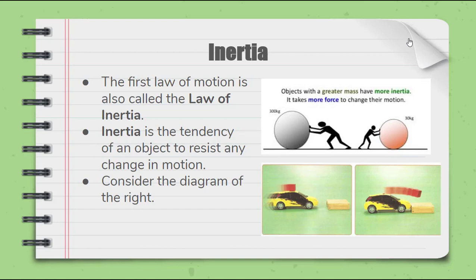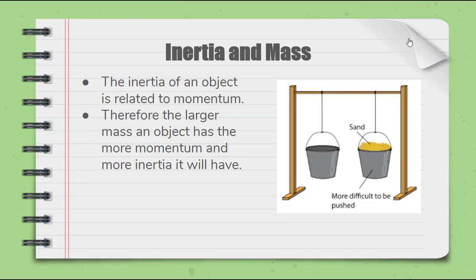Also consider the car. The object on the top is not attached to the car whatsoever. As soon as the car stops, the object continues in motion as well. So inertia is the tendency of an object to resist any change in motion. As the car stops, the object at the very top continues to move in a forward direction. So you can see how these things apply when we're talking about inertia.